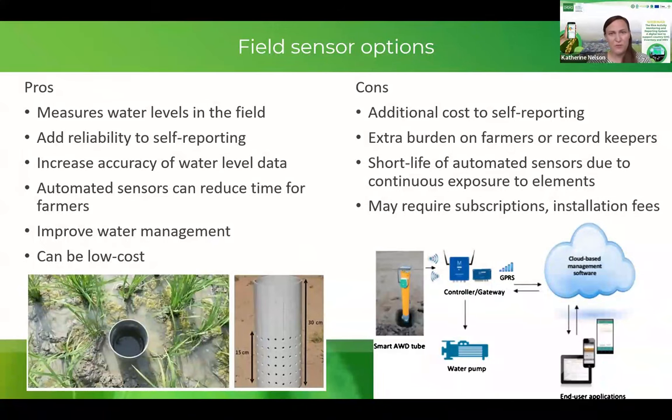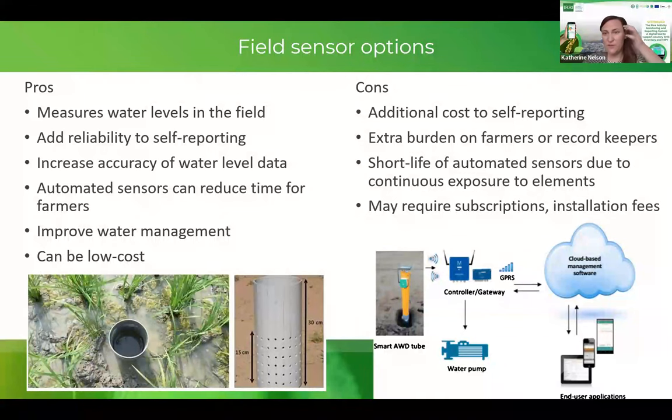In terms of field sensor options, these are water level sensors. You can have on the left side more cheap ones that are just a tube and then people manually collect the data, versus automated ones that can be linked in with the whole Internet of Things and connect actually to water management. Some benefits are that they measure the actual level in the field. That adds reliability to self-reported data. And then it can also help farmers to manage the water better. And automated sensors can actually reduce time for farmers.